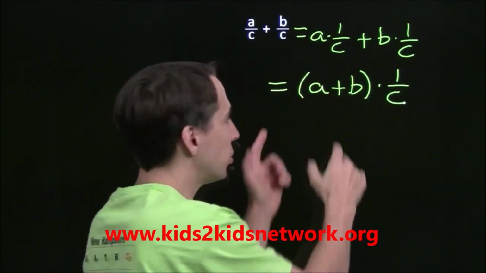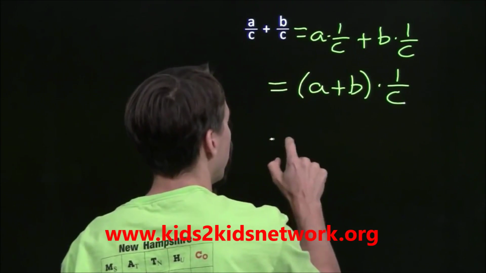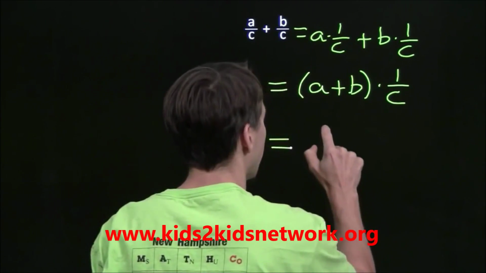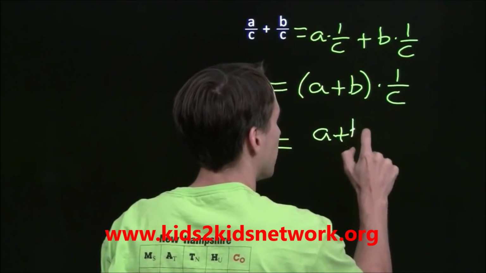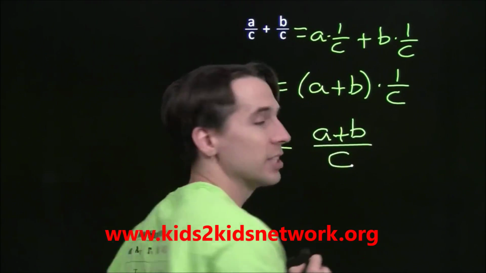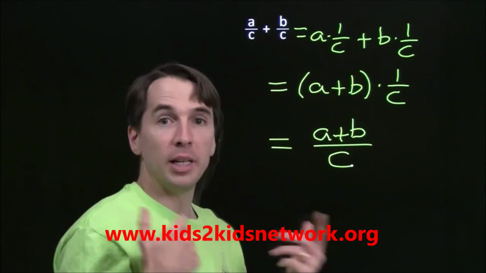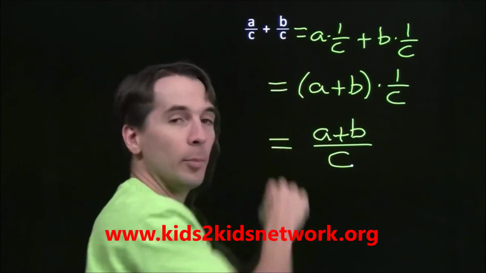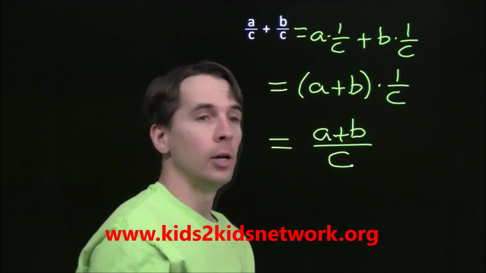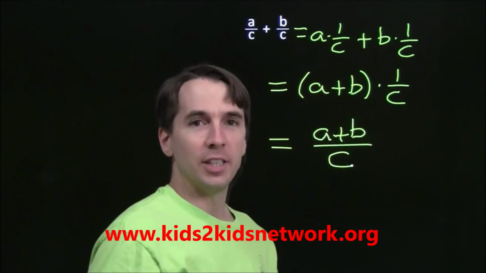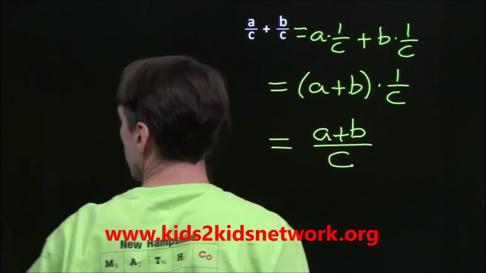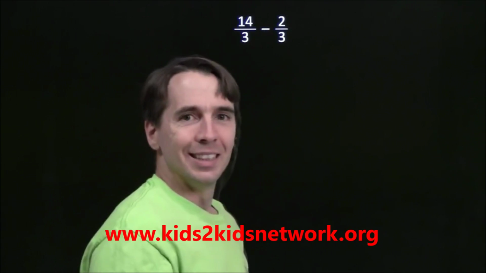Now when we multiply these two, we just multiply a plus b times the numerator there. Multiply something by 1, you get that thing back. So this just becomes a plus b over c. And sure enough, any two fractions that have the same denominators, we can add them just by adding up the numerators. We get a plus b over c. So that takes care of addition. You know what's next. Subtraction.